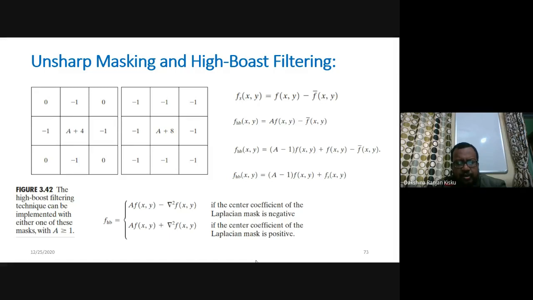The A plus 8 is the center coefficient of this high boost filtering operator. So we can have two different forms based on high boost filtering, or we can devise two different operators based on unsharp masking. Here in high boost filtering techniques, we are using the concept of unsharp masking, which gives us the sharp image, and this sharp image is added to the original image in the presence of some constant A, and then we have two different operators with A plus 4 and A plus 8 at the center of the operators.